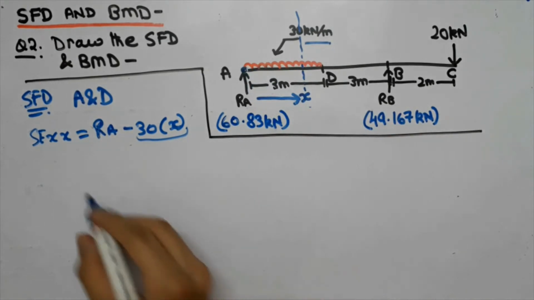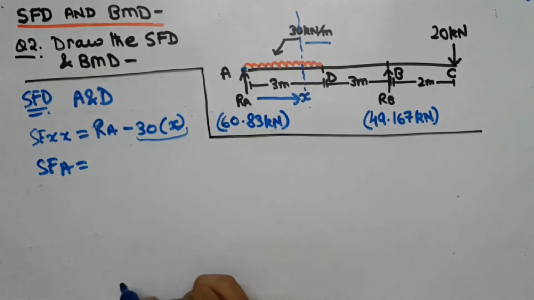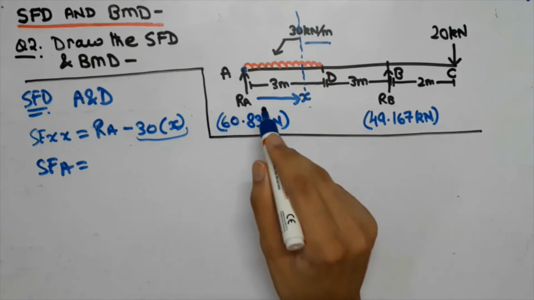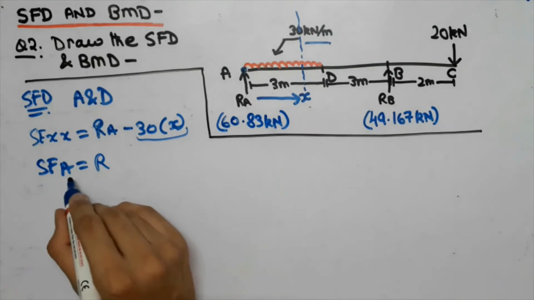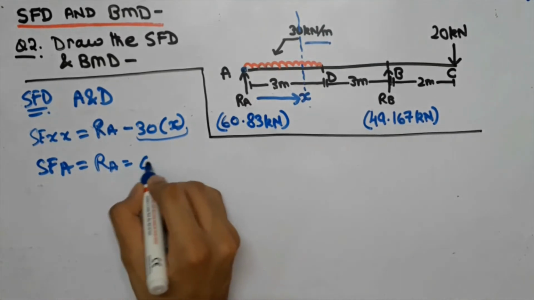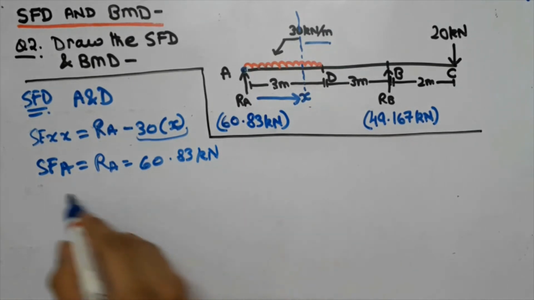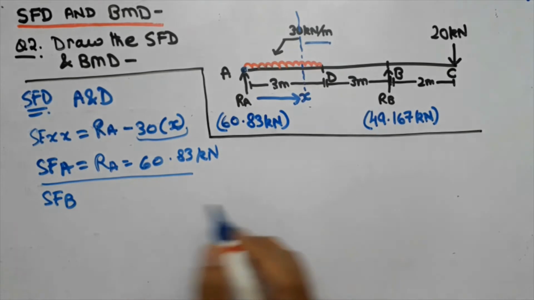So now we are going to find the shear force, that is SFA, at point A. So now we will replace x by 0 because we have considered A to be the origin. That is, we have started from that point. So from that we will get the shear force at A to be equal to RA, which is equal to 60.83 kilonewton, as we found out previously. Now similarly, we are going to find out the value of shear force at point D.